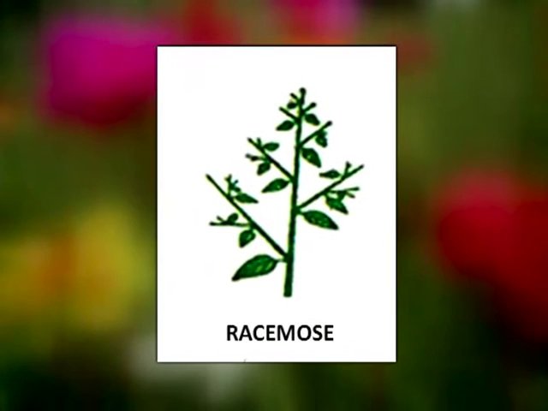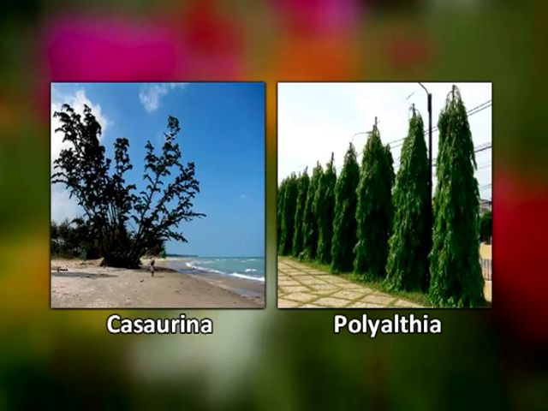branching. In racemose type of branching, the stem grows indefinitely by the continuous growth of the terminal part. The lateral branches of the main stem are arranged in an acropetal succession. That is, the younger branches are produced toward the apex and the older ones toward the base. As a result of this branching, the plant appears conical or pyramidal in shape, for example casuarina, polyalthia, etc.